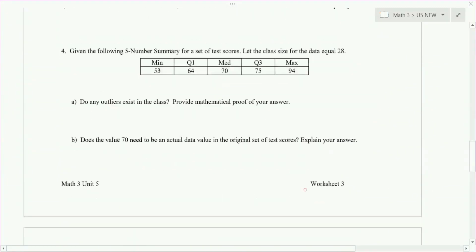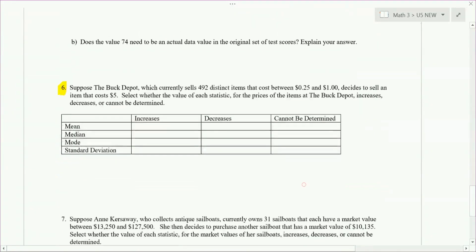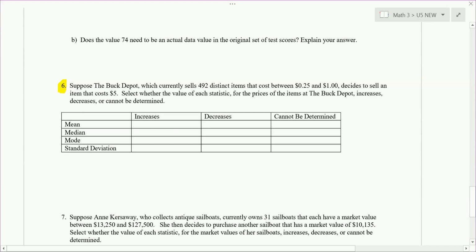Next, I want to skip down to number 6. Number 6 says, suppose the Buck Depot, which currently sells 492 distinct items that cost between 25 cents and $1, decides to sell an item that costs $5. Select whether the value of each statistic for the prices of the items at the Buck Depot increases, decreases, or cannot be determined.